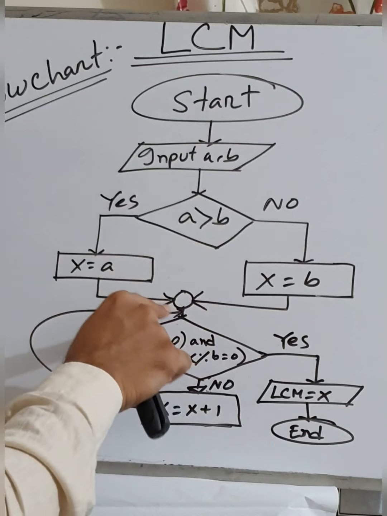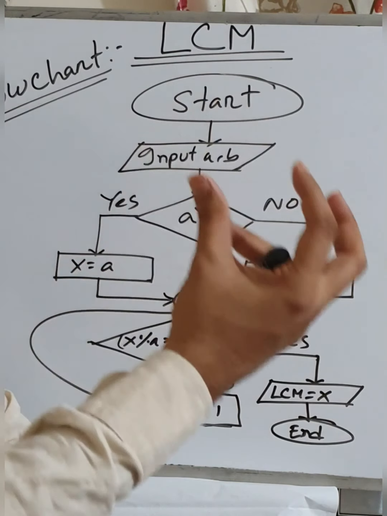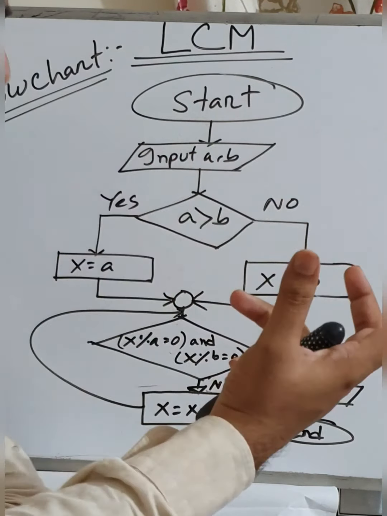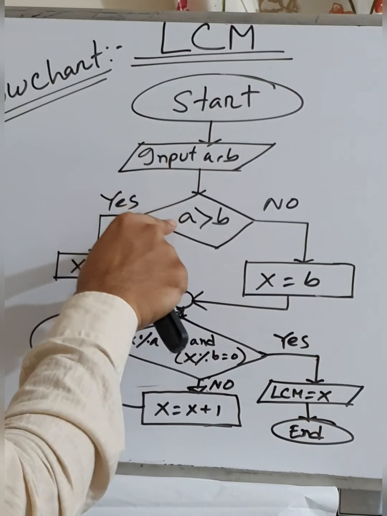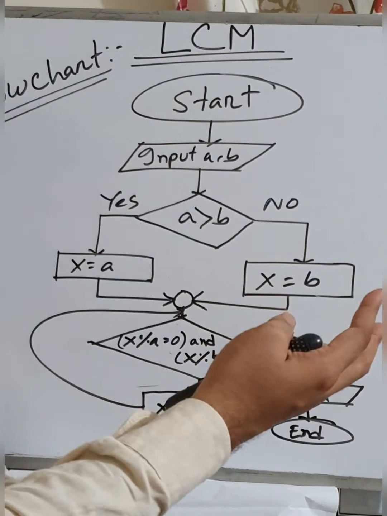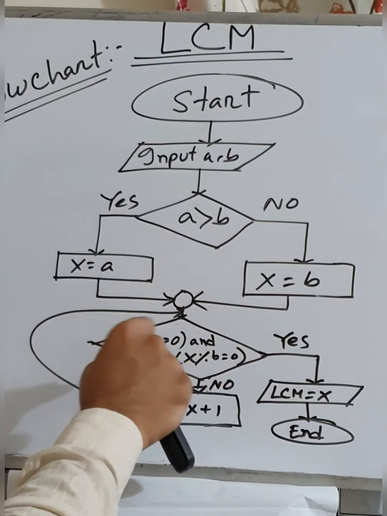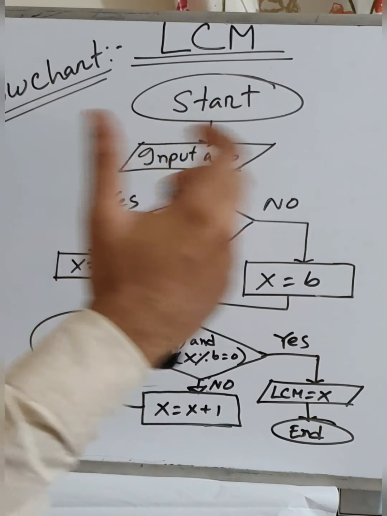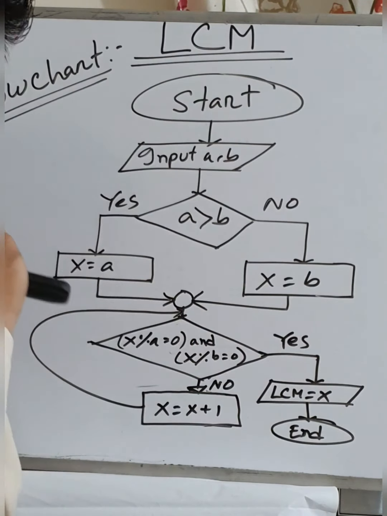Then you see I'm using a circle here. Circle is used for a connection. The A can be bigger than B or B can be bigger than A. Here I have two outputs, so I have to connect these options by using this connector circle.